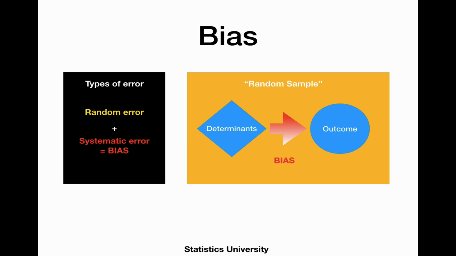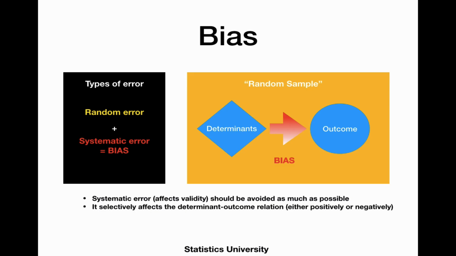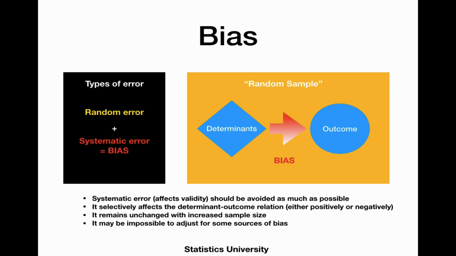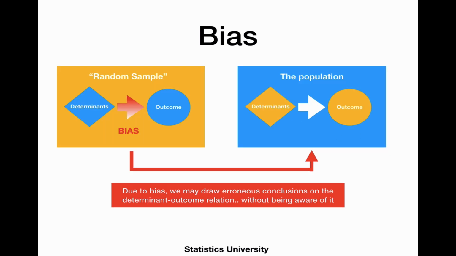However, systematic error is different, and the sum of random error and systematic error is the total error in our estimation. Systematic error is also called bias, and this should be avoided as much as possible because it affects the study validity. It selectively affects the determinant outcome relationship in either a positive or negative direction, and it remains unchanged with increased sample size. Unfortunately, it may be impossible to adjust for some sources of bias after they have occurred.